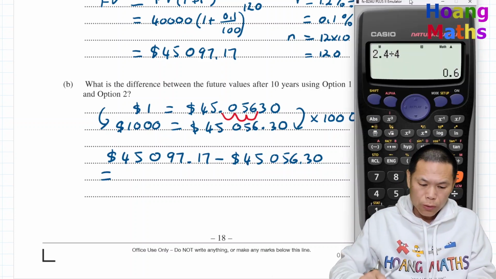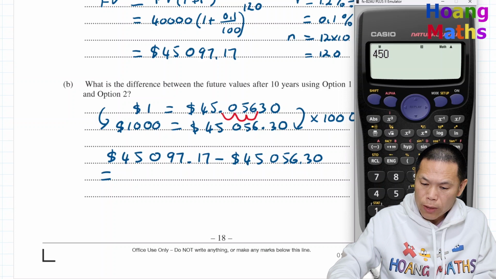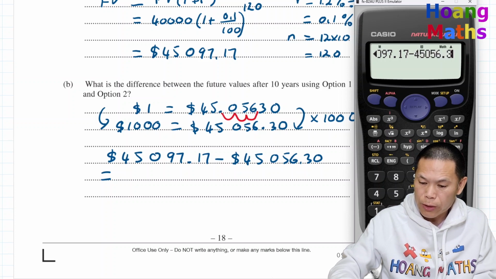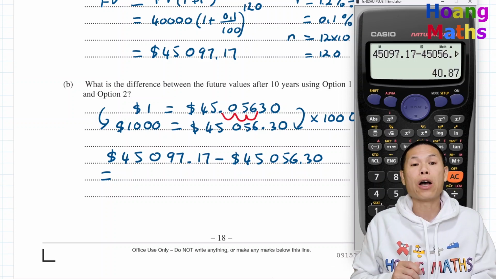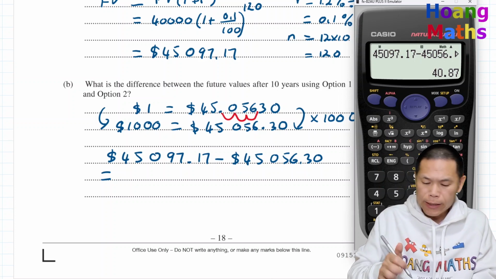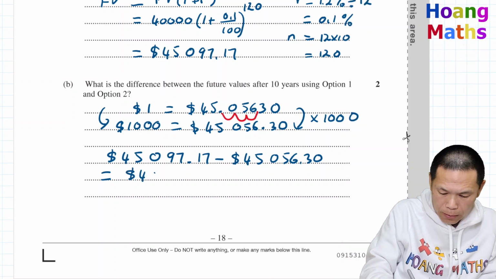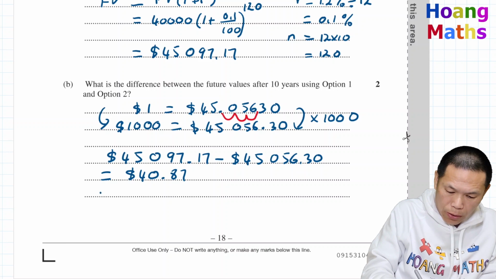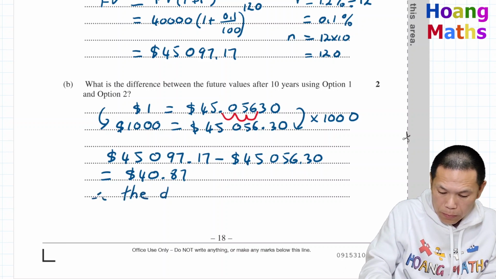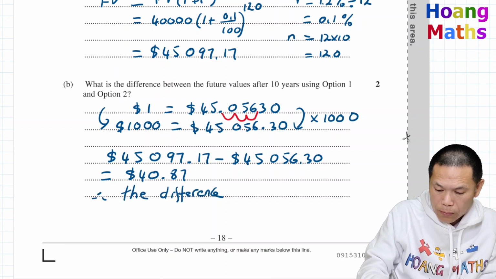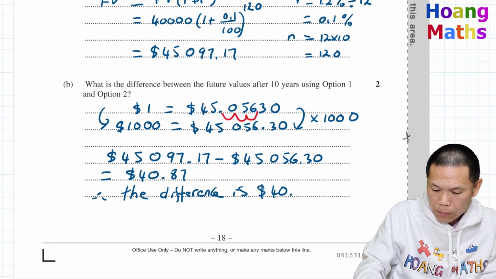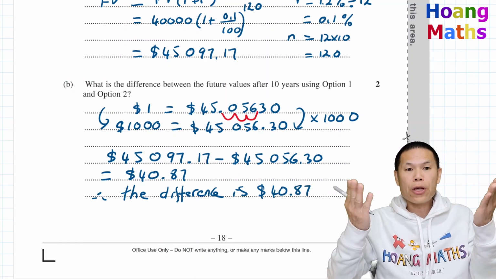So I just go 45097.17 and we minus 45056.30. So there you go, $40.87. So you got therefore, there you go.